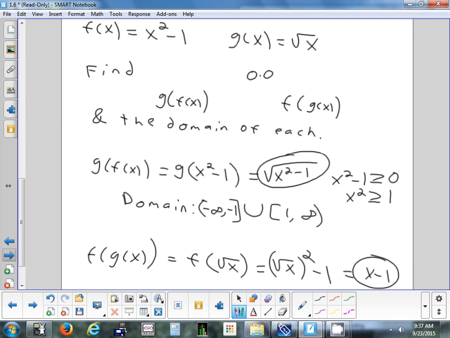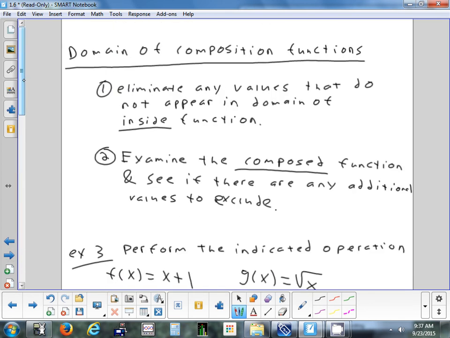All right, now if you just look at that, look at the final answer. Is there any number you're not allowed to decrease by 1? No. Yeah, you can decrease anything by 1. But remember the first step. Go back to the inside function and take a look at that, and see if there's anything you weren't allowed to use.